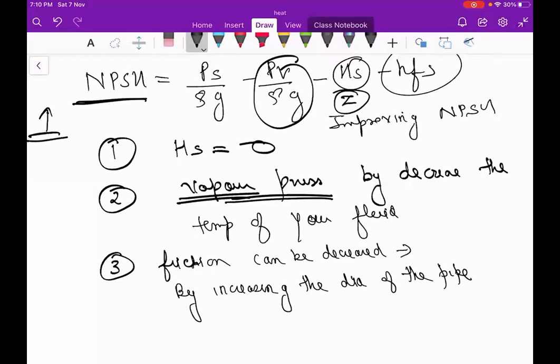Write all these points. Okay, that HS should be 0, or you can reduce it. Temperature of your fluid should be reduced. And friction value can be reduced by increasing the diameter of the suction pipe. Okay, I have just written pipe. You can write here suction pipe, because all the things I am telling are on the basis of suction.